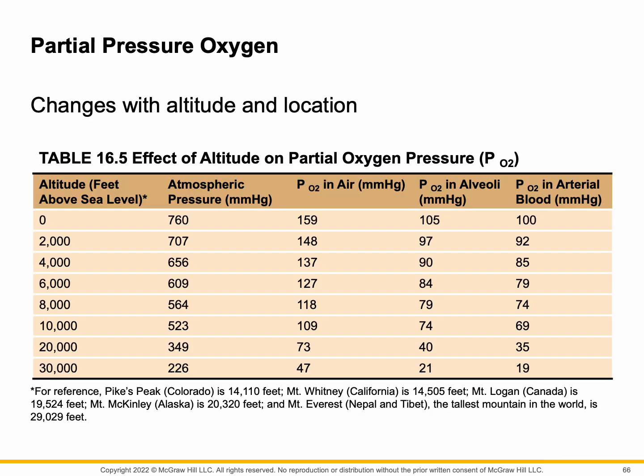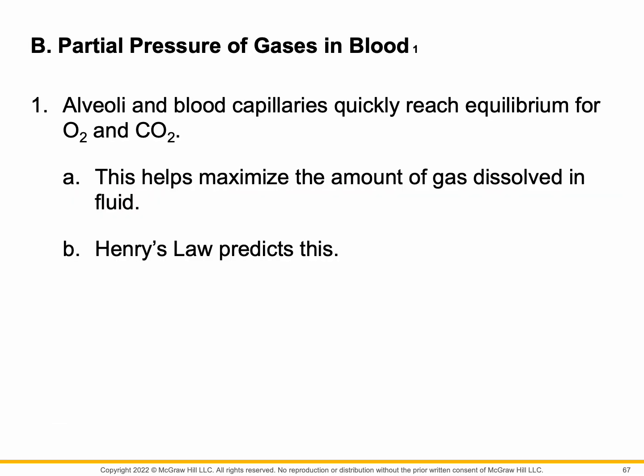Class, make sure you cover table 16.5, which looks at the oxygen pressure changes with different altitudes and locations. So what that means is if you are traveling from sea level to an area above sea level, the partial pressure of oxygen changes, and therefore the amount of oxygen available to your tissues changes. And so your body has to quickly make some changes in order to compensate for this lower partial pressure of oxygen.